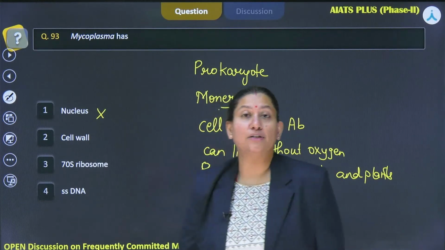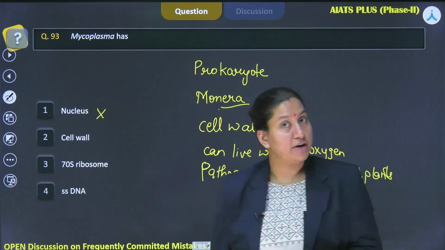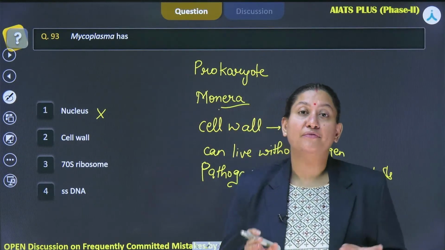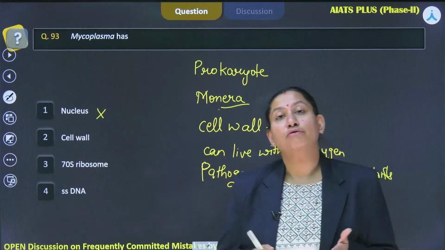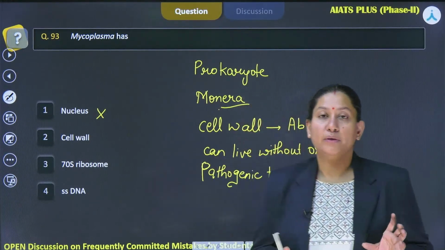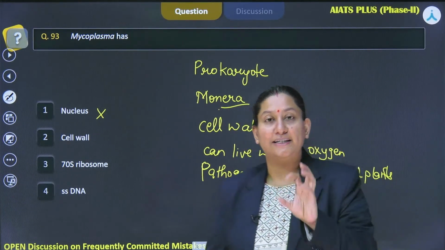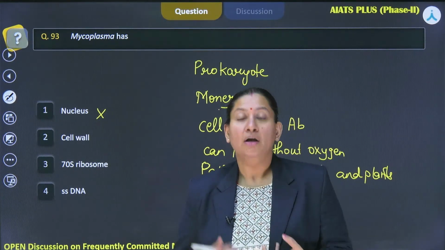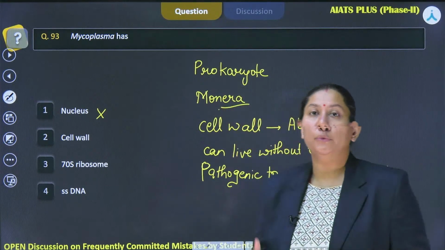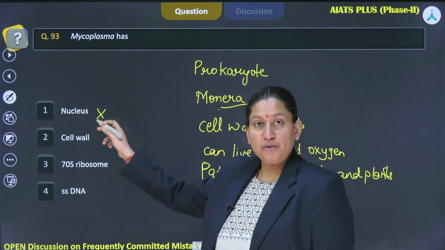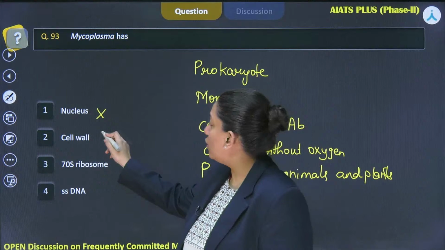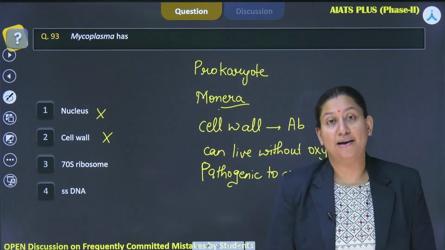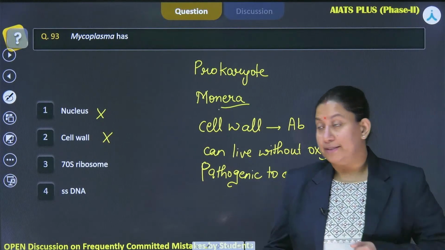No. Why? Because when we say that mycoplasma is a prokaryote, we know for a fact that prokaryotes are the organisms which do not have a well-defined nucleus. On the contrary, they have an irregular region where the genetic material is concentrated, and that region is known as the nucleoid, a nucleus-like region, not a nucleus, right? So we could rule out this particular option. Then option 2 says cell wall, as I've told you explicitly how they differ from bacteria, because they do not have the cell wall, unlike bacteria.